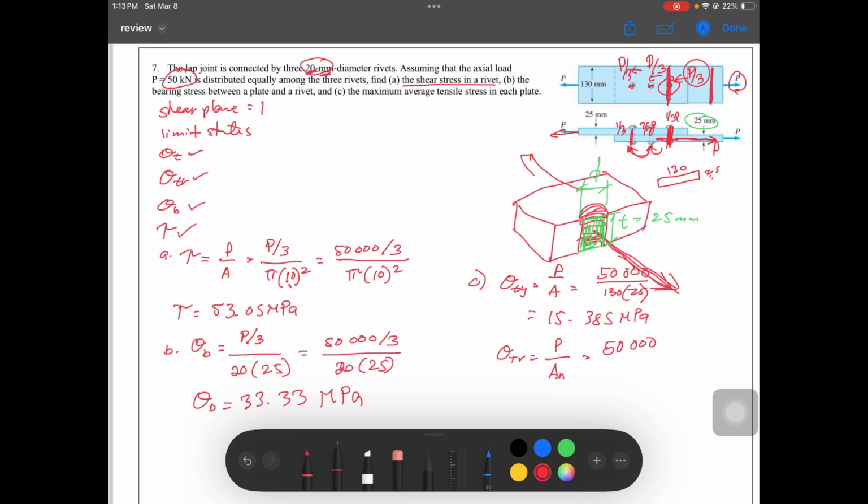So, this is 50,000 over ano ang net area mo. Aalisin kasi natin yung area ng butas dahil sa bolt. That is yung gross area, which is 130 times 25. So, minus mo itong area ng bolt, 20 and thickness na 25 mm.